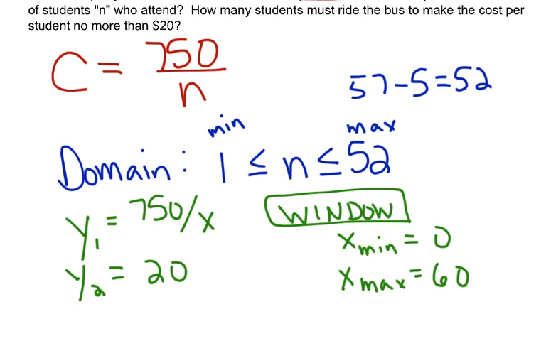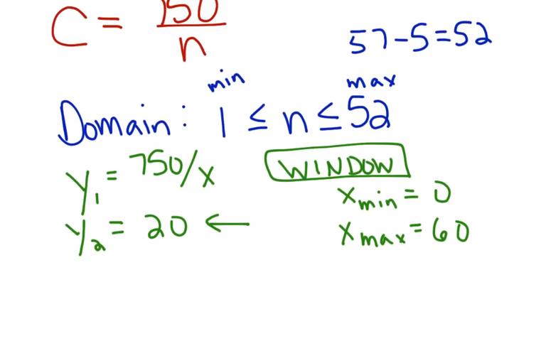The other thing that we'll need to change on our window is the y minimum and maximum, because one of the things we're graphing is y equals 20, but in the default window setting, y only goes up to 10. So what I would do is change my y minimum to 0, because you can't spend less than $0 on this bus trip. And then I would make my y maximum 30. Then hit graph, and you should see a decent graph.